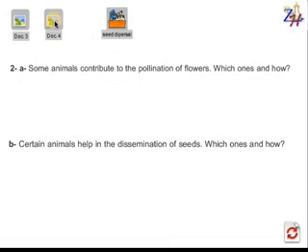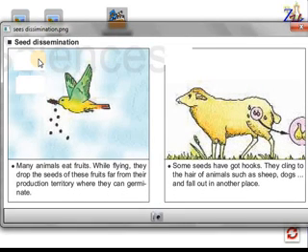Let's look at the second document. Seed dissemination this time. Seed distribution, because we said that dissemination means distribution. We see here a bird, and apparently it's carrying something in its beak with seeds falling off, and another figure of a sheep with seeds clinging on its wool.